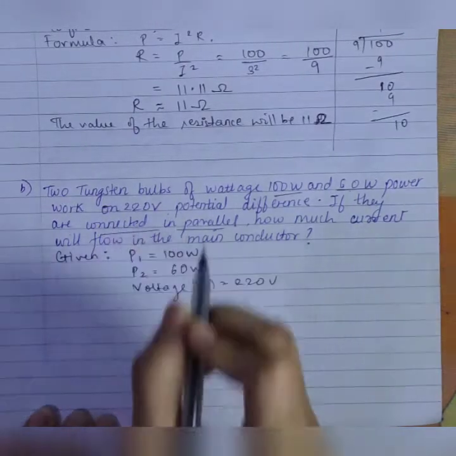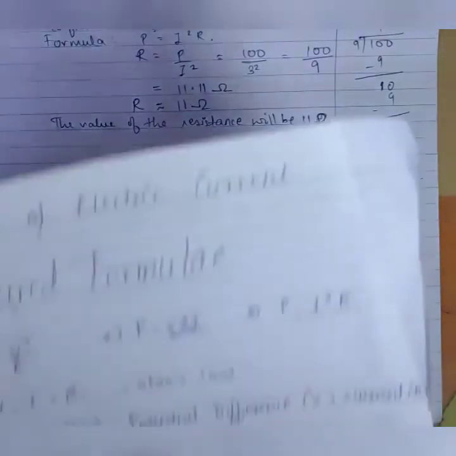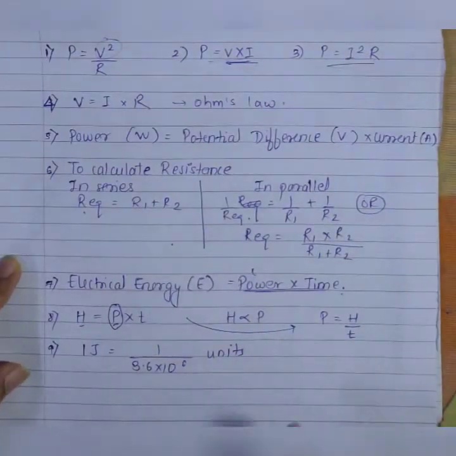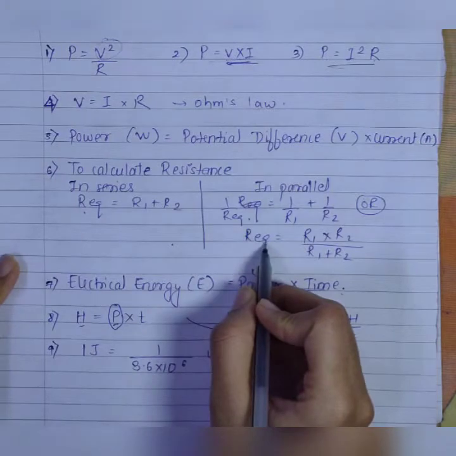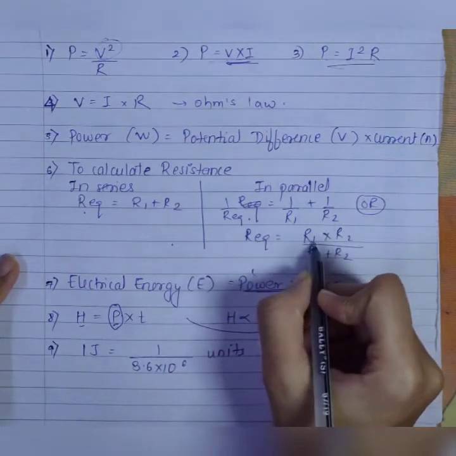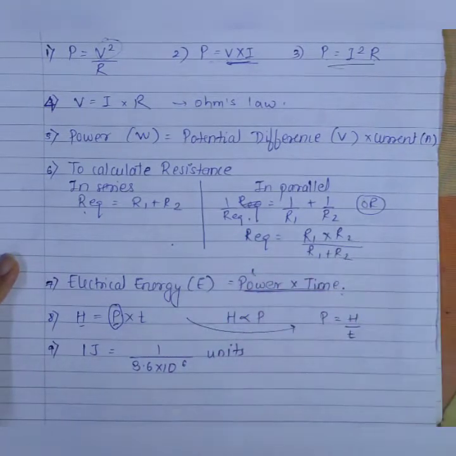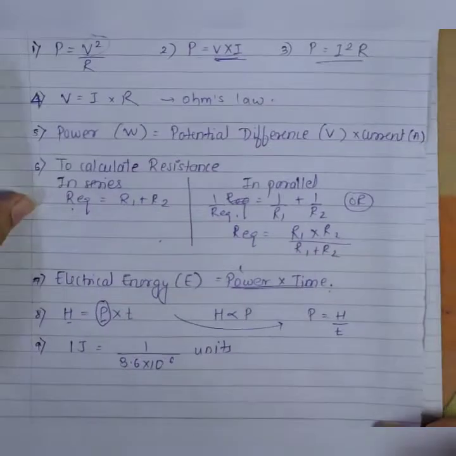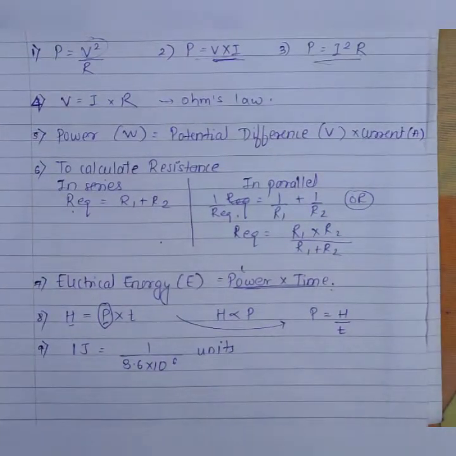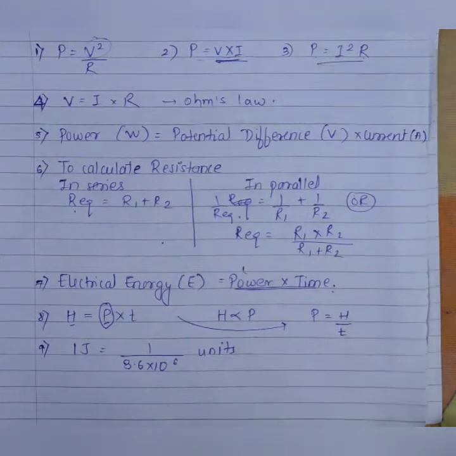So connected in parallel, what is the formula for the resistance which is connected in parallel? That's nothing but this: R equivalent is equal to R1 into R2 upon R1 plus R2. Now for that, again let's look at the formula. For that, what do you require? R1, and also R2.